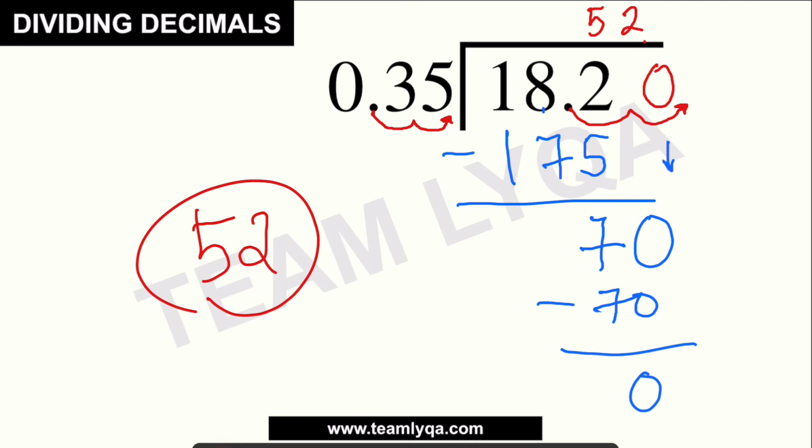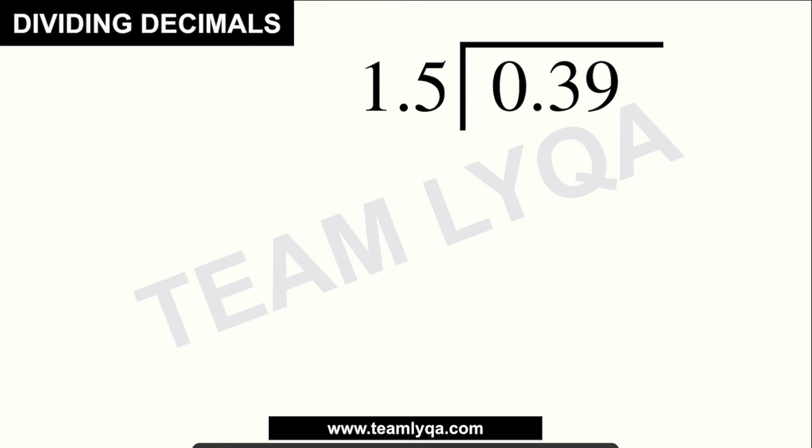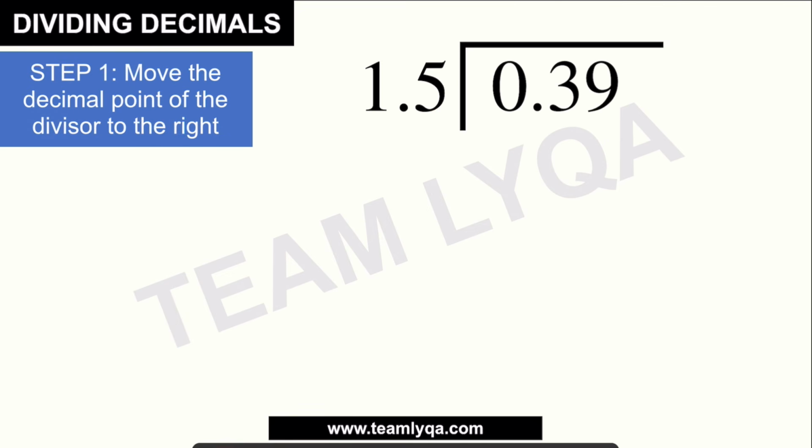Okay? So, again, move the decimal place, and then you're good to go. Now, paano naman kung ganito? You have 0.39 divided by 1.5. Now, again, same lang as before. Ang step 1 is to move the decimal point of the divisor to the right hanggang maubos ito.